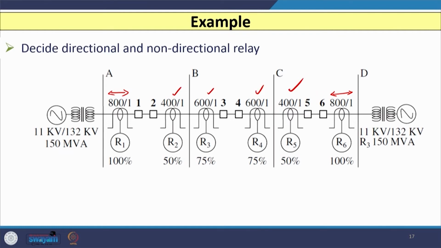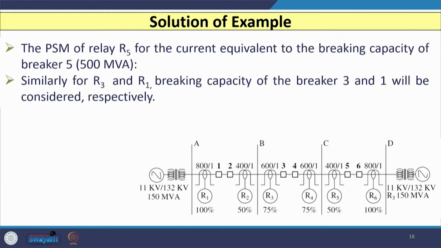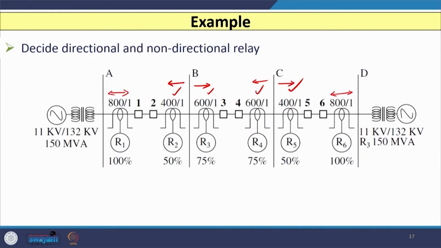So, R2, R3, R4 and R5 are directional in nature, and their direction of current is like this. Now, with this background, let us see how we can calculate the time dial settings of relay R1, R3, R4 and R6. Time dial setting of R2 is given as 0.1, and R5 is also given as 0.1.